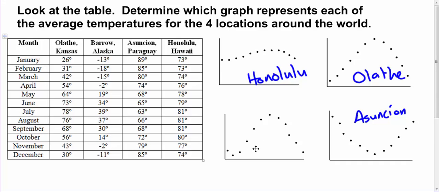Barrow, Alaska, of course, doesn't either, and that's the one that starts at -13, then down to -18, then back up just a little bit to -15, and then it continues all the way to a sweltering 39 degrees in July.